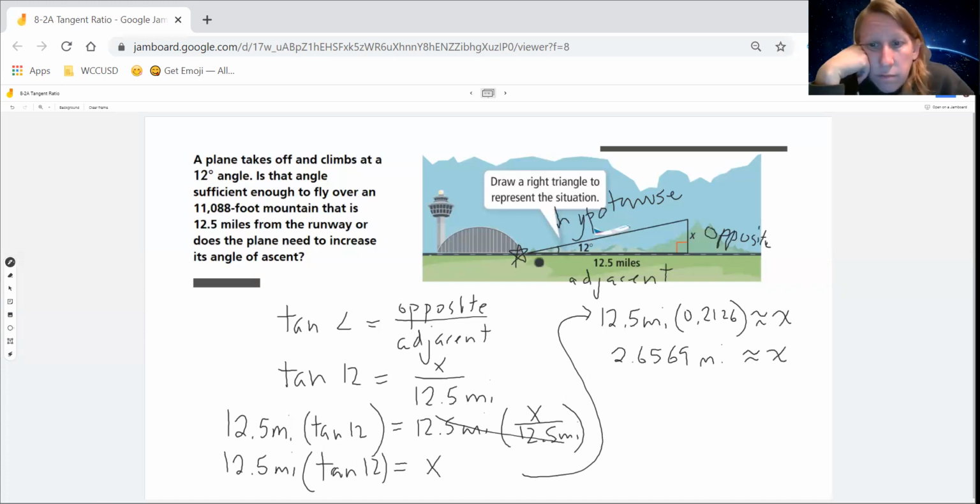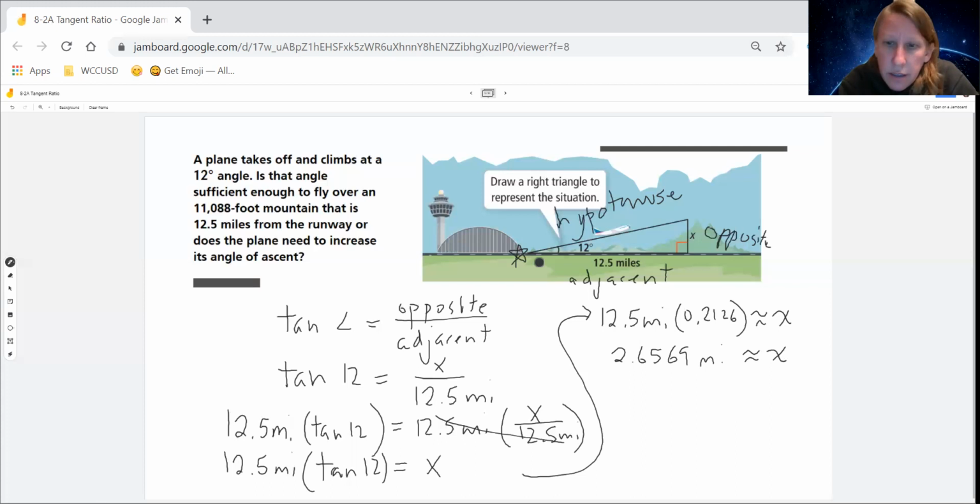Okay. Is that, how do we find out if that's 11,088 feet? Is 2.5 miles more than 11,000 feet? I don't know. Let's, anyone know how many feet in a mile? 5,280. So if I want to find out how many feet that is, I'm going to multiply by 5,280.